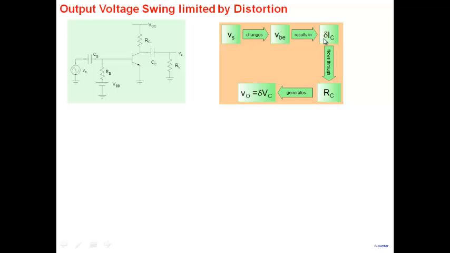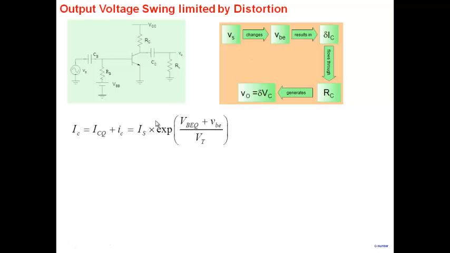This is where the distortion occurs. IC flows through RC. That's a linear relationship, Ohm's law. No distortion here. So this is the critical part. How does my base emitter voltage change my collector current? That's the place where all the distortion is occurring, and we need to look at that in detail.